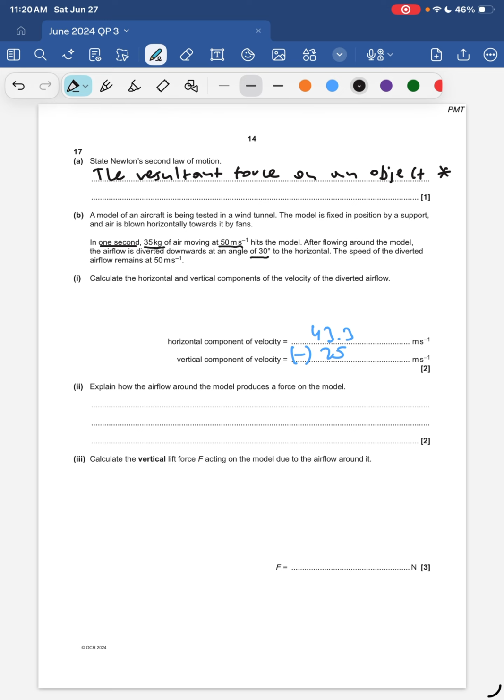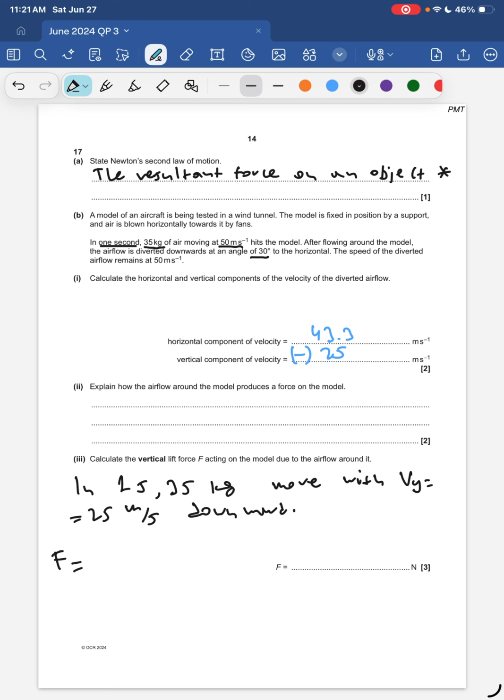So part 3, calculate the vertical lift force acting on the model due to the airflow around it. So in 1 second, 35 kilograms move with Vy equals 25 meters per second downward.